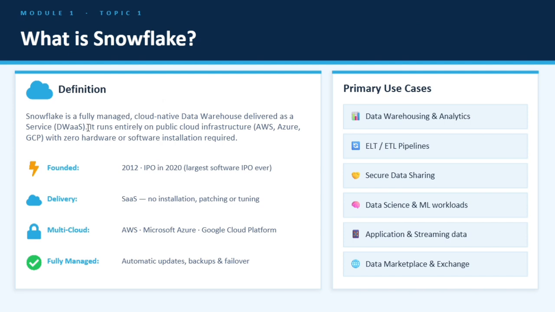What is Snowflake? Snowflake is a fully managed cloud-native data warehouse platform where you don't install anything and you don't manage any servers. Just log in and start querying your data. It runs on AWS, Azure, and GCP. That's why it is called multi-cloud. It was founded in 2012, and it is delivered as software as a service, and it is fully managed. Here are the primary use cases. You can see a total of 6 primary use cases. We'll discuss these in the next videos.